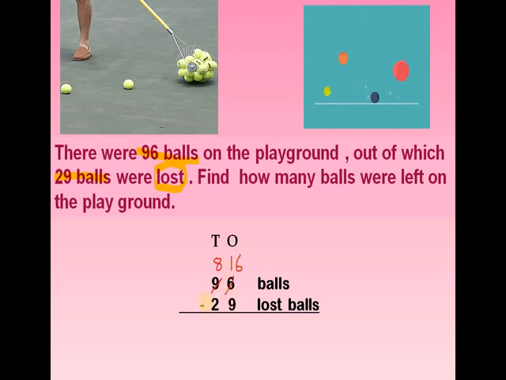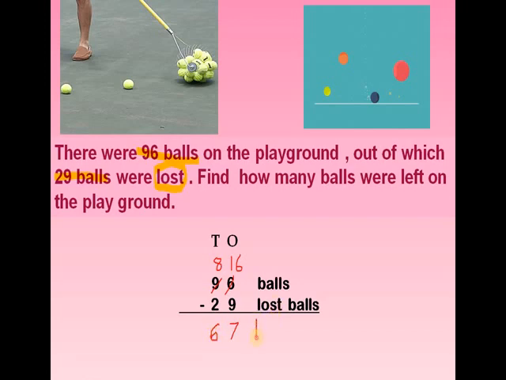Now out of 16 you are going to subtract 9. So 16 minus 9 is 7. So your ones answer is 7. Now let's go to the tens. 8 minus 2. Here the top number is bigger than the bottom number, so we can subtract. 8 minus 2 is 6. So 67 is your answer.